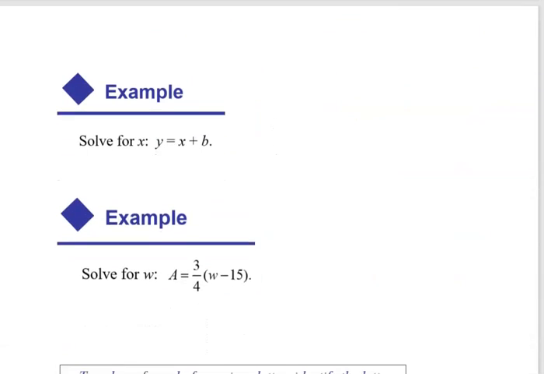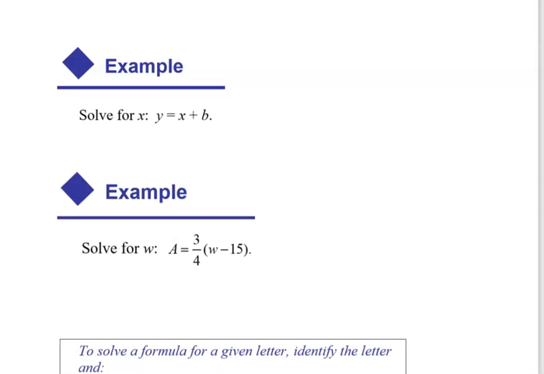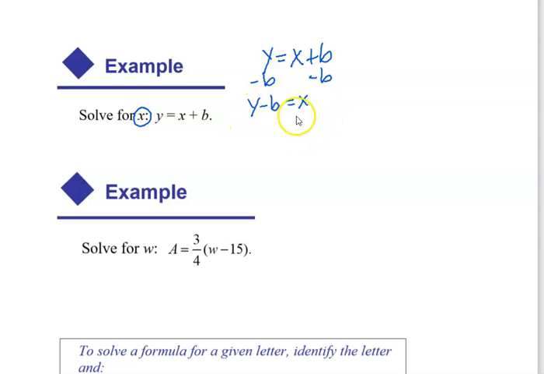Now, we've just got some simple examples. They want us to solve for X here, so they're wanting us to isolate X. Well, the only thing over here with X is B, and I'm adding B. So to get rid of adding, we would subtract B from both sides. So Y minus B is equal to X. We're done, right? We've got X by itself. X is equal to Y minus B.